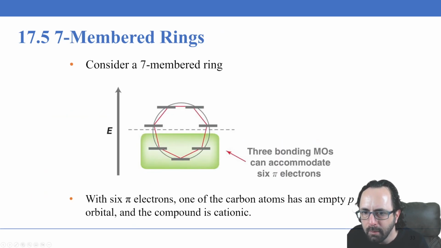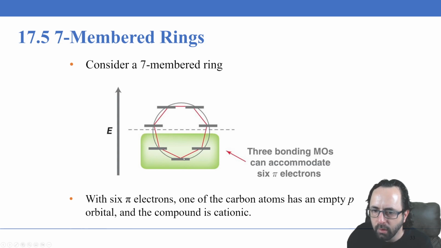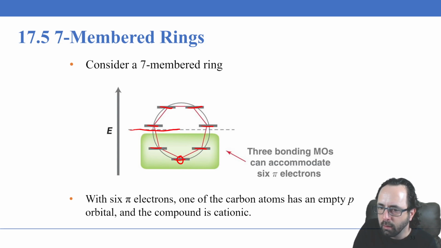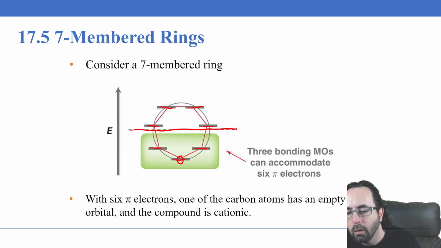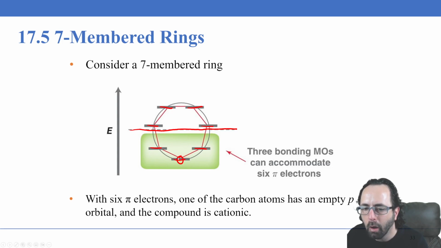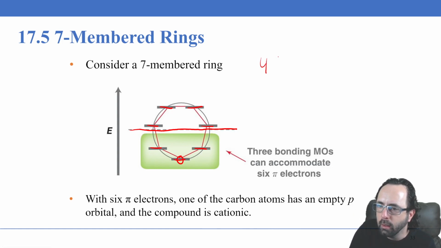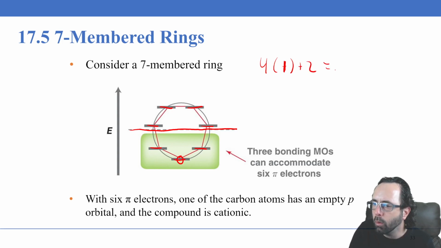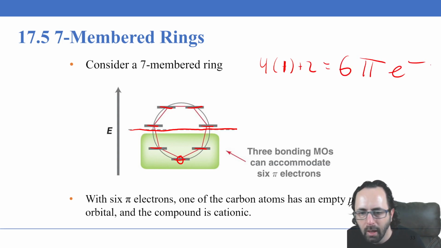Here we have a 7-membered ring. So if we inscribe the 7-membered ring into this circle, again, we make sure that the bottom part of the ring points down, and then we draw a molecular orbital at each intersection here. That gives us 7 molecular orbitals from the 7 unhybridized p orbitals in this molecule. Then we draw a line right through the center, and we can see that for a 7-membered ring, we have 4 bonding molecular orbitals and 4 anti-bonding molecular orbitals. So again, we're going to need 4 times 1 plus 2, 6 pi electrons, in order to have an aromatic ring.